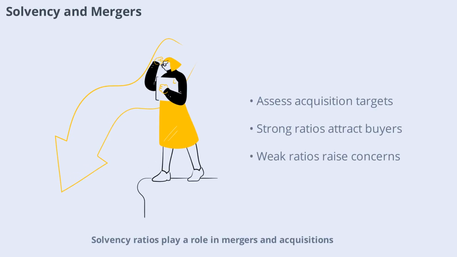Solvency ratios play a role in mergers and acquisitions. Acquiring companies often analyze the solvency of target firms to assess risk and determine fair value. Strong solvency ratios can make a company more attractive as an acquisition target, while weak ratios may raise red flags.